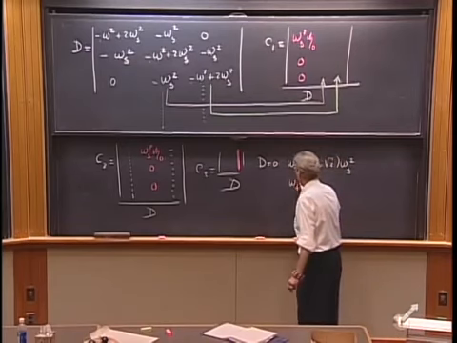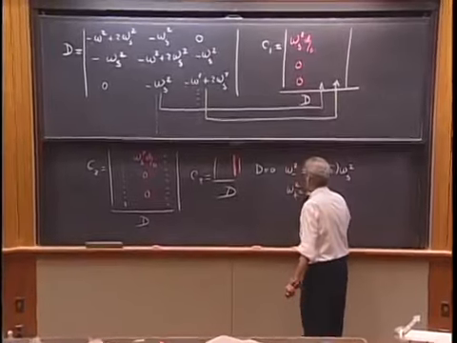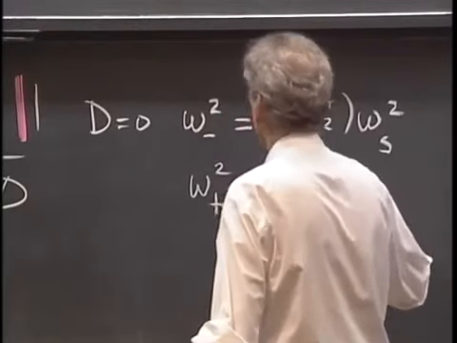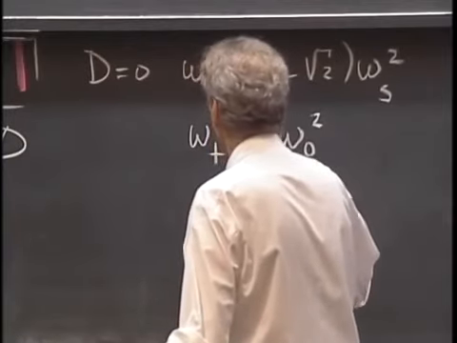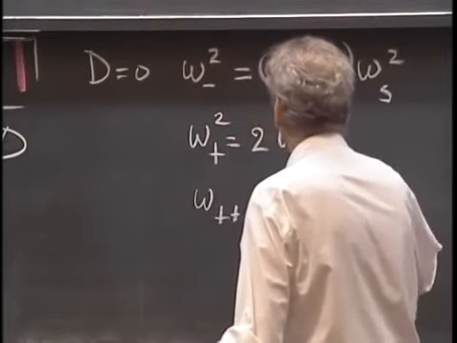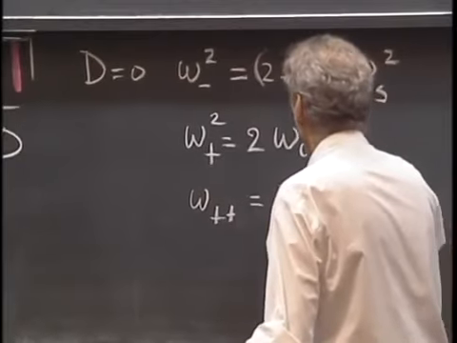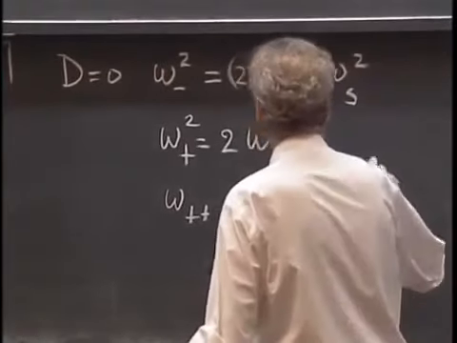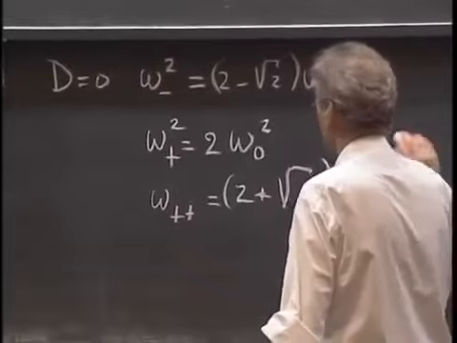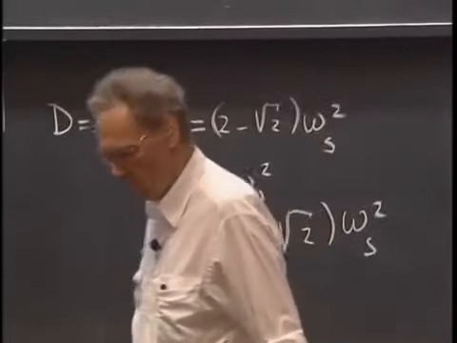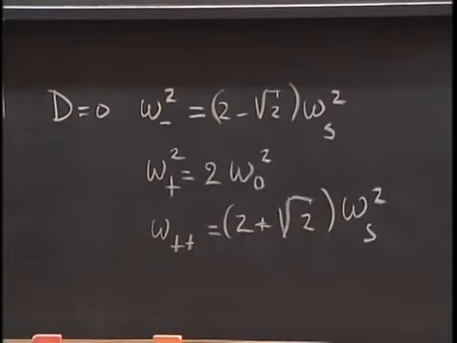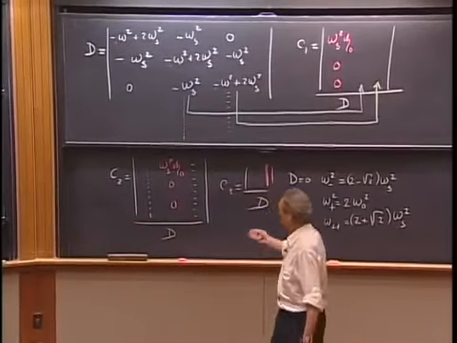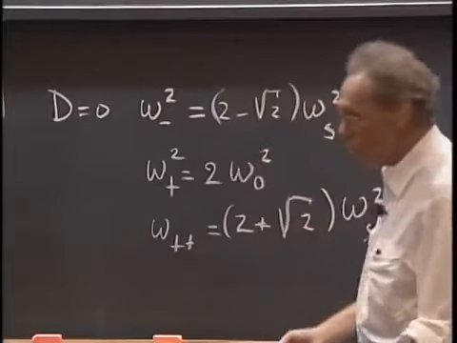The one that follows is 2 omega 0 squared. And the one that follows then, which I will call omega plus plus, is going to be 2 plus the square root of 2 times omega s squared. None of these are, of course, intuitive, but none of the resonance frequencies of our coupled double pendulum were intuitive. There's just no way that you can even look at this and say, oh yeah, of course.